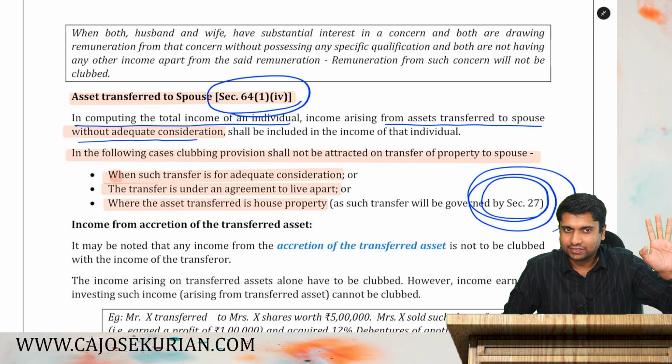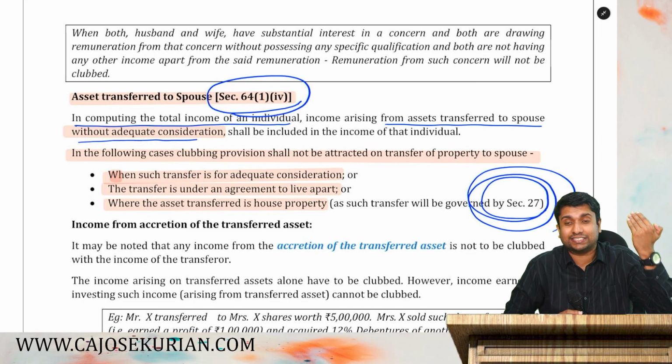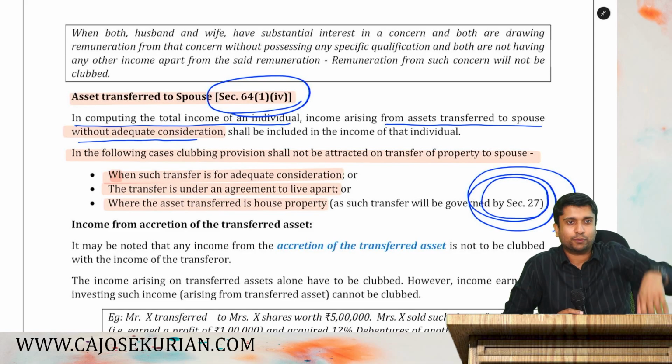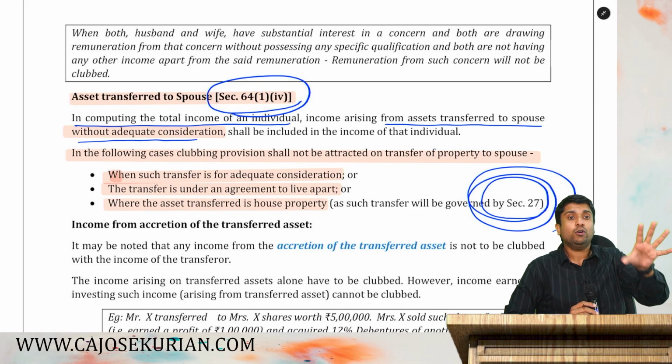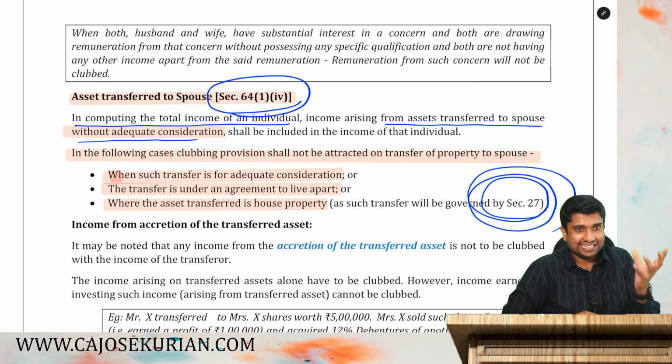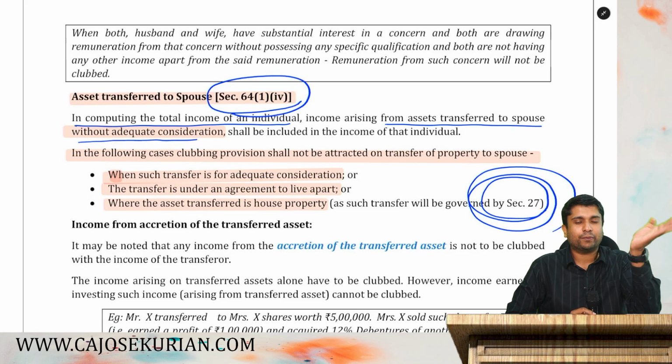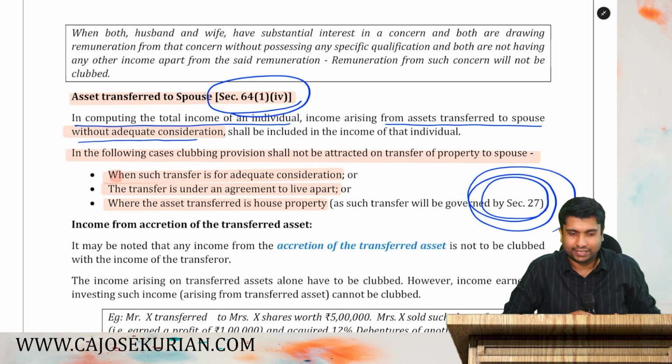Hope you got my point. It is not covered under 64, it is covered under 27. That's why they have written there is no clubbing as it is. Indirectly there is clubbing. How indirectly? Indirectly all the income from the property will be assessed in the hands of my wife itself.